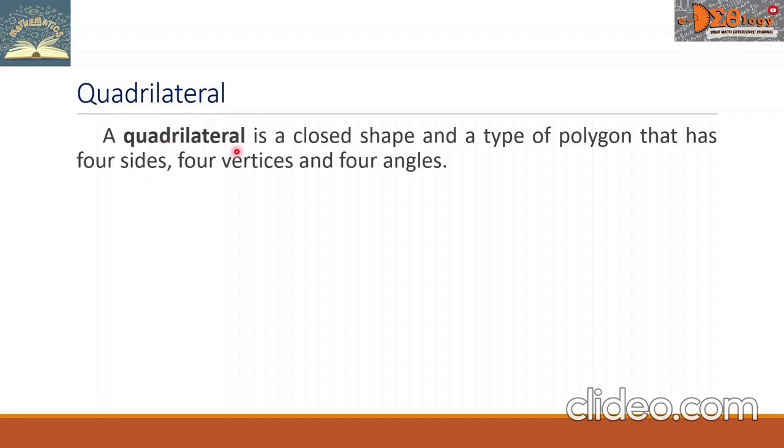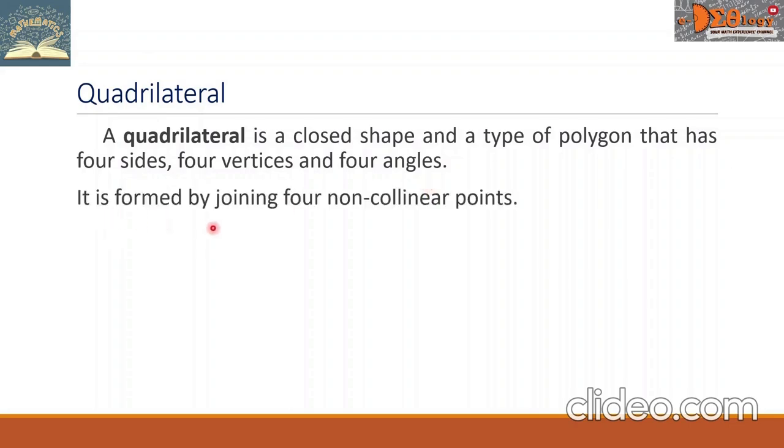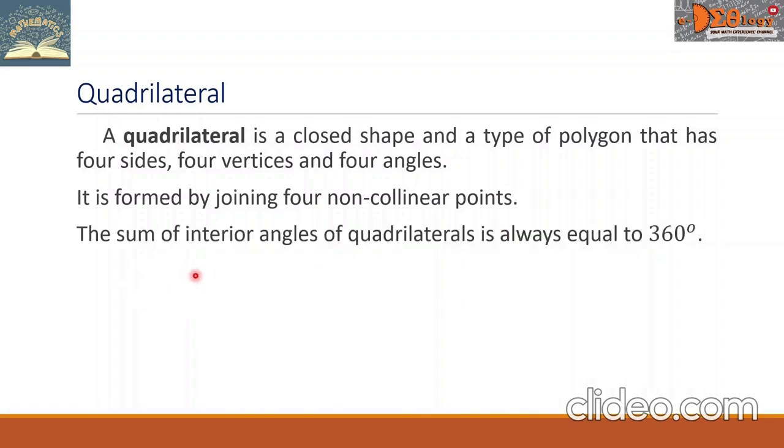A quadrilateral is a closed shape and a type of polygon that has 4 sides, 4 vertices, and 4 angles. It is formed by joining 4 non-collinear points. The sum of interior angles of quadrilaterals is always equal to 360 degrees.